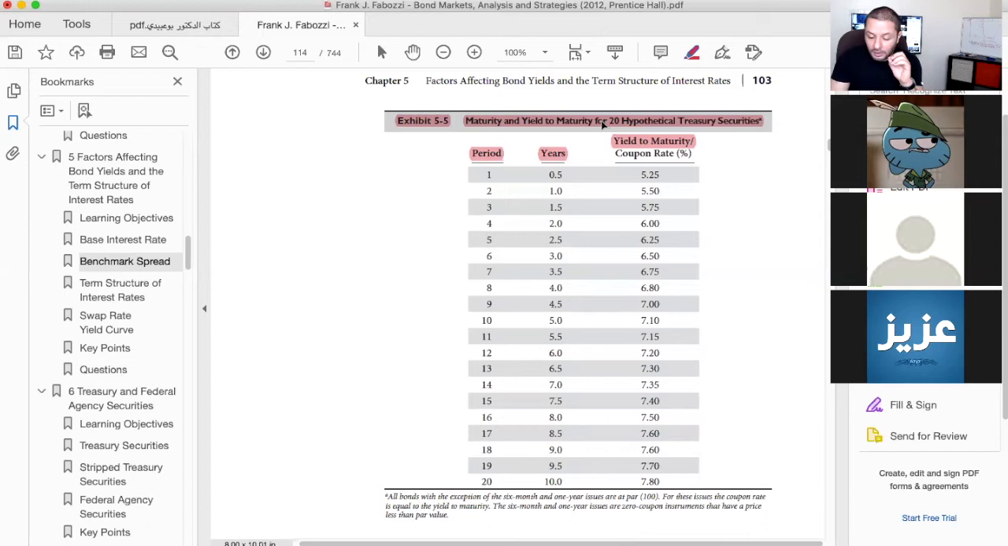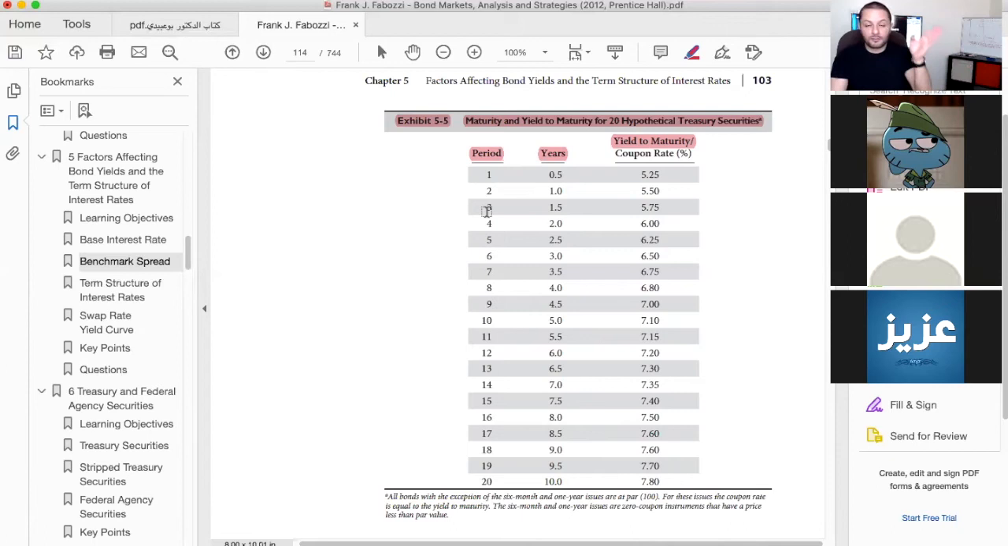So here we are dealing not with a spot rate, but a hypothetical spot rate, right? So we have periods ranging from 1 to 20, which means that we are dealing with a bond with 10-year maturity. These are the periods on a semi-annual basis, and these are the years, all right? So when we have one period, this is for 6 months. When we have three periods, it is for 1.5 years, and so on.